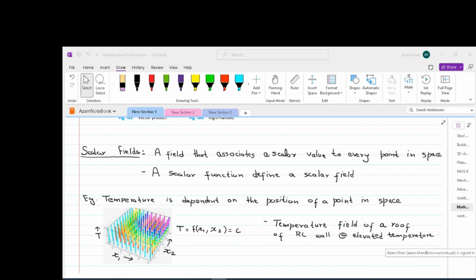An example of a scalar field can be temperature. Temperature is dependent on the position of a point in space. We need just one variable, a scalar, to define a temperature at a particular point. For example, the temperature field of a roof which is subjected to elevated temperature. The roof can be of reinforced concrete. We can define the temperature field as a function of x1 and x2 equal to a constant. So in the figure, we can see the temperature function defined along the z-axis, with x1 and x2 as independent variables.